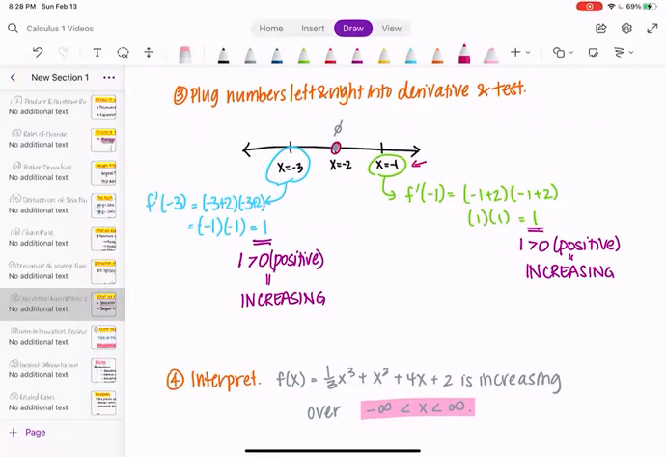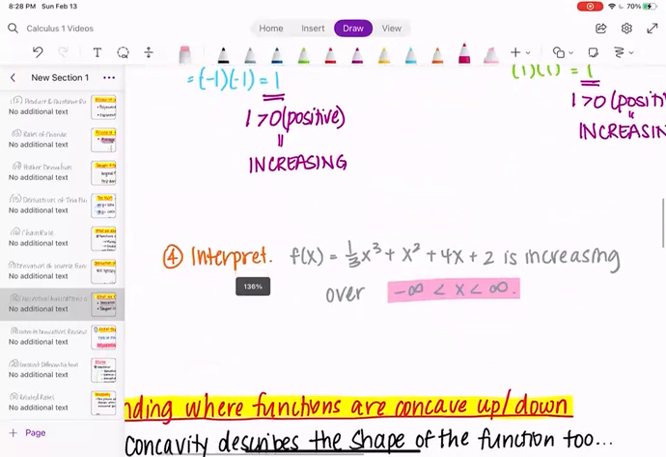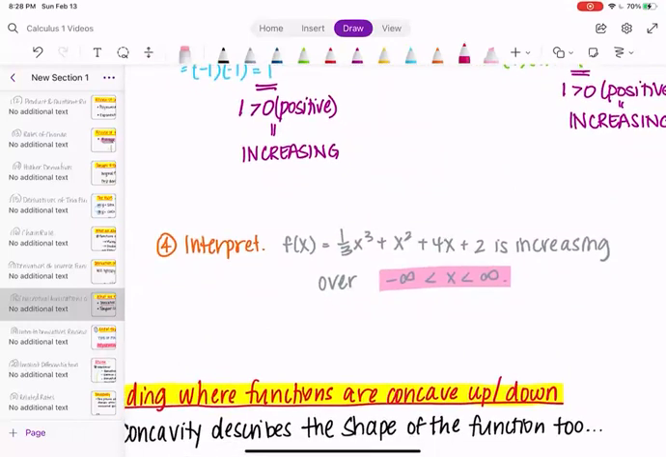I'm going to do the same thing for the value to the left of -2, and that's going to tell me what the function is doing left of that critical point, right? And in this case, plugging that value in also gets us 1, which means it's also increasing. So how do I write that? I write that by saying the function given, right, this was given, is increasing, which is what it was asking, over this range of x values.